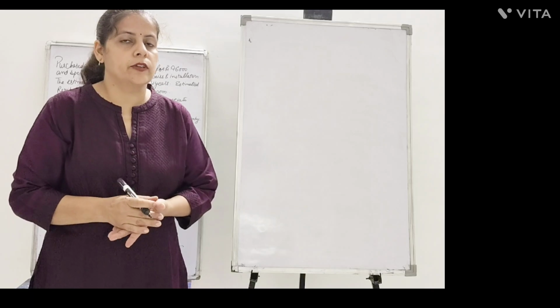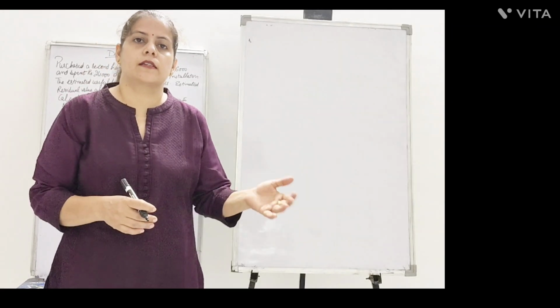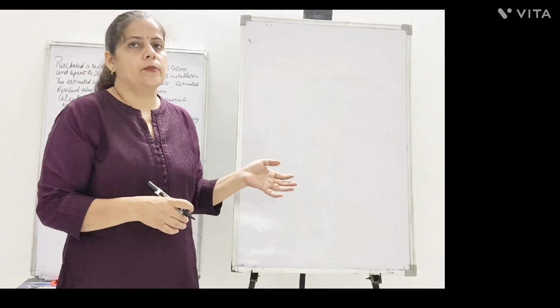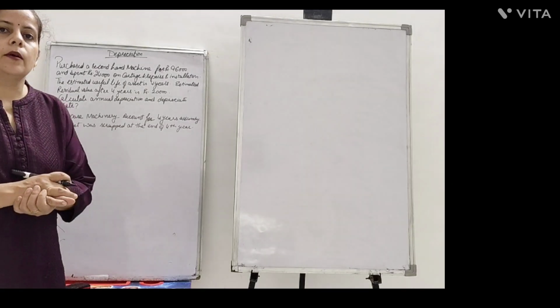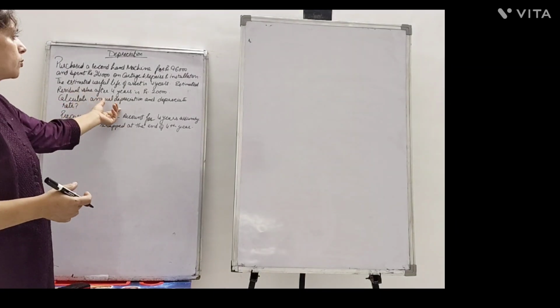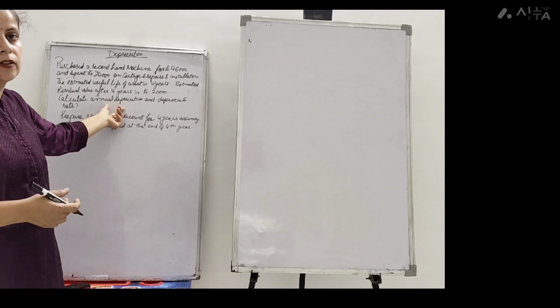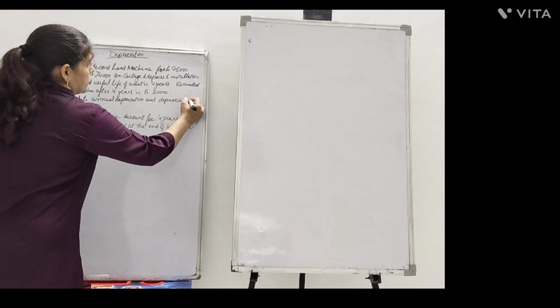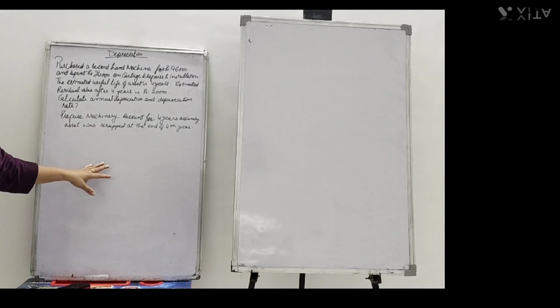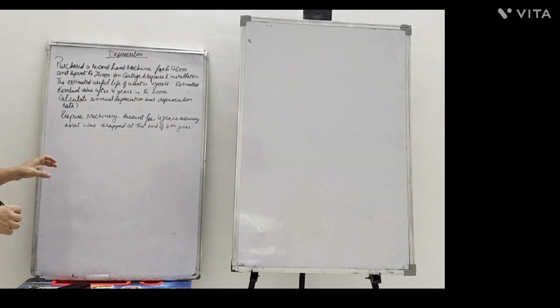Today I am continuing with the topic of depreciation. As discussed earlier with the one question, I am continuing with the next statement over here. Now I am going to tell you how depreciation is to be calculated when the rate is not given, how to calculate the depreciation rate also, and how to prepare the machinery account. Once again we will do the same.